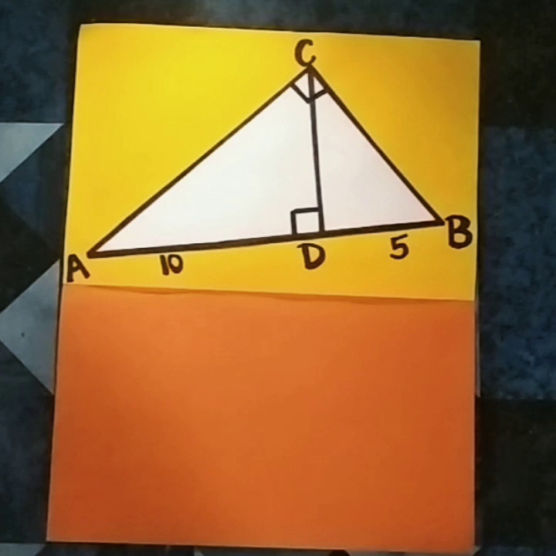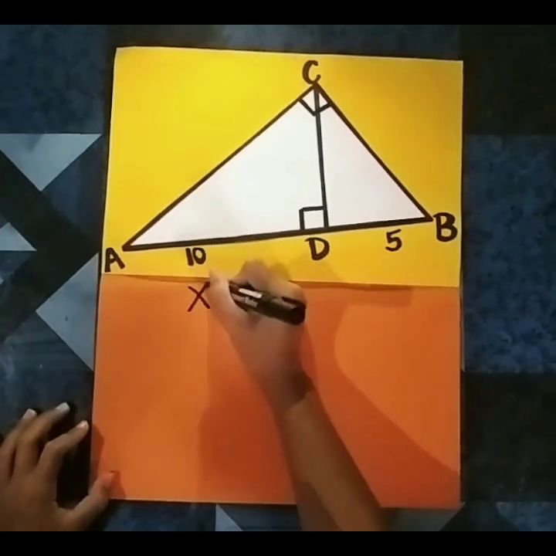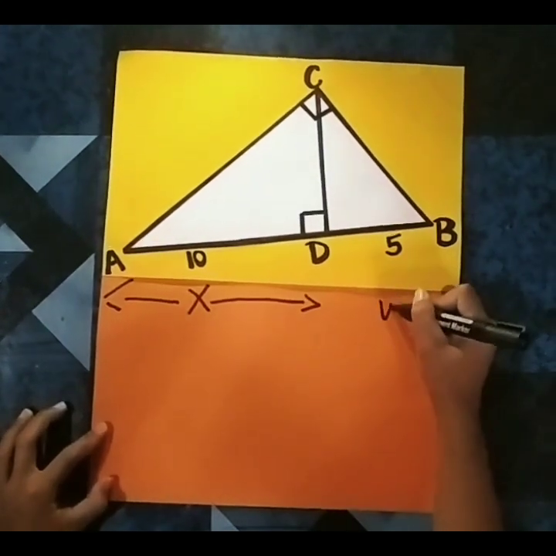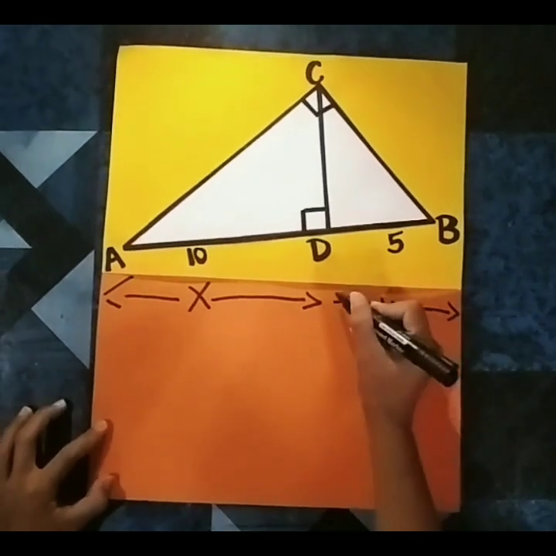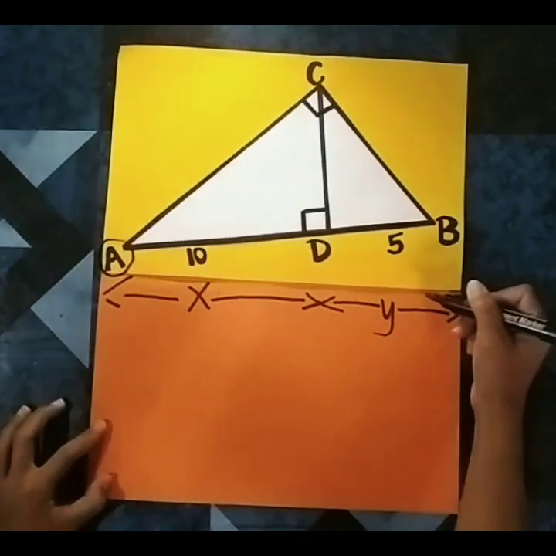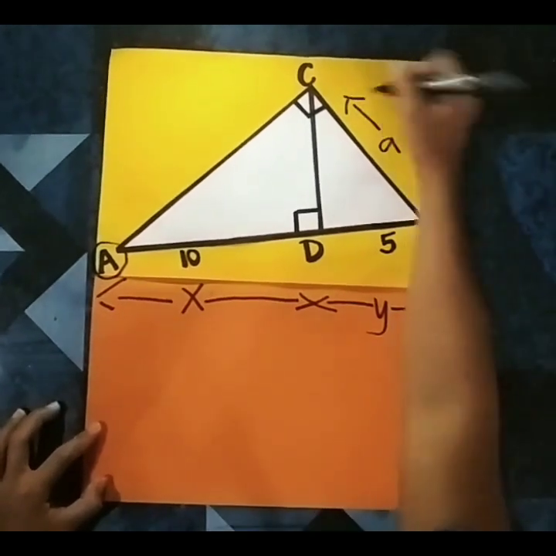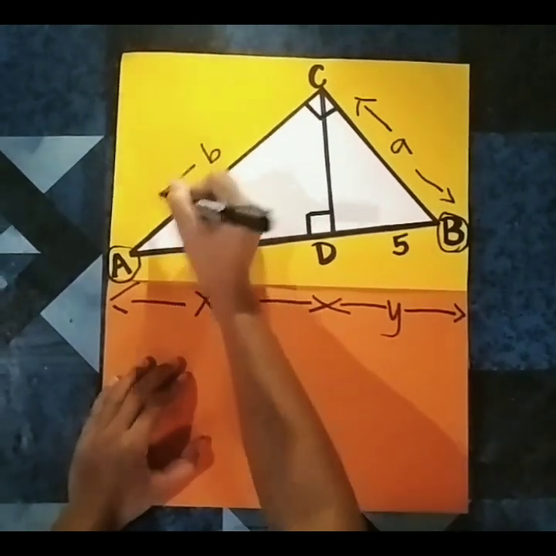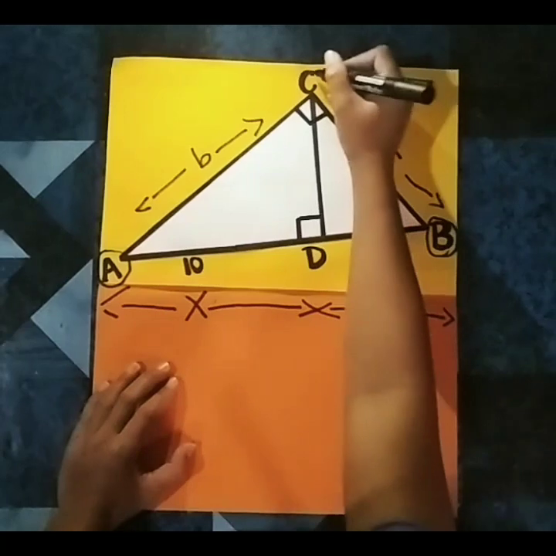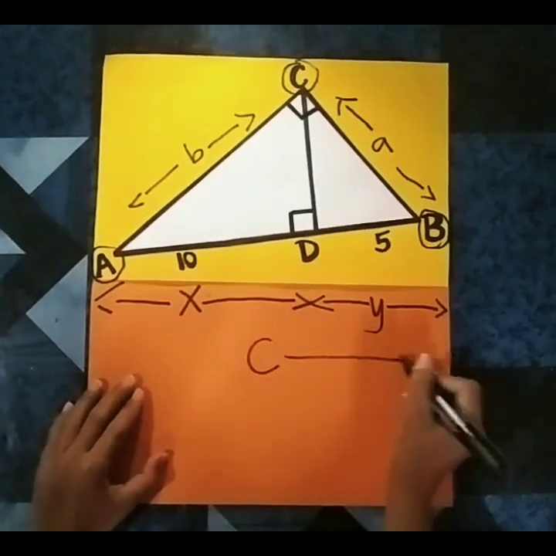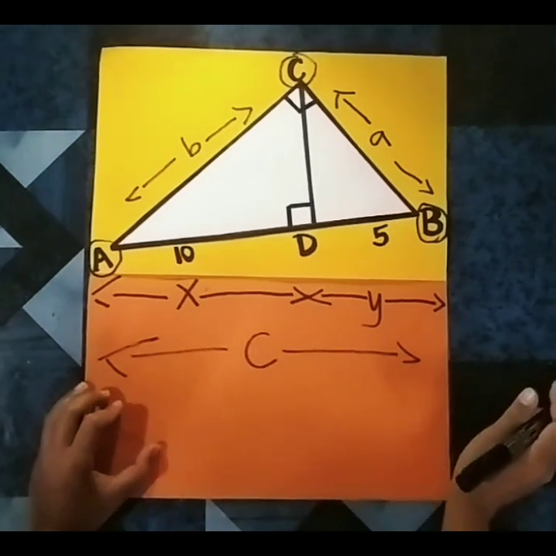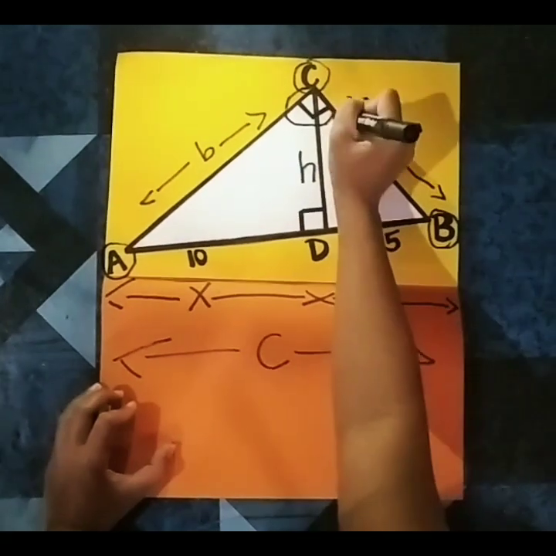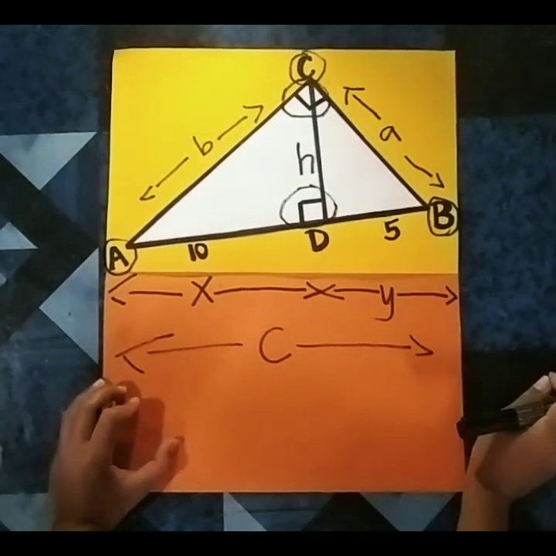First, let's define some variables. X is the distance between A and D, and Y is between D and B. Now, opposite to angle A is side A, opposite to angle B is side B, and opposite to angle C is side C. Now h is the length of the altitude, so the altitude is on the hypotenuse of the triangle ABC.